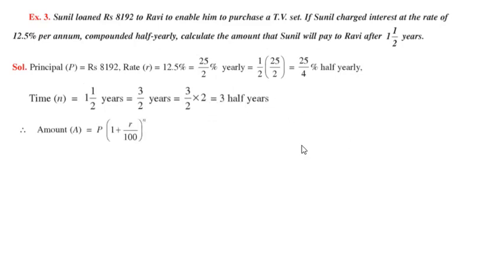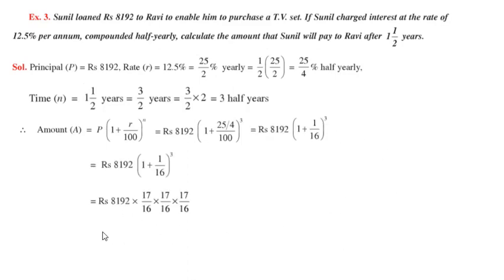So I use these values, that is, in place of n I will use 3 and in place of r I use 25 upon 4. So put the values and calculate. I will get the final amount, which is 9,826. So the amount paid by Sunil is rupees 9,826.